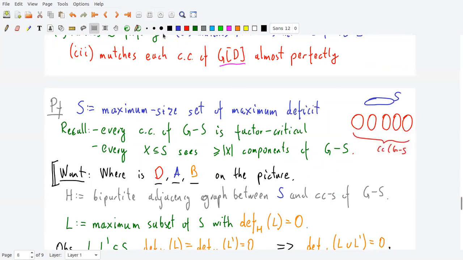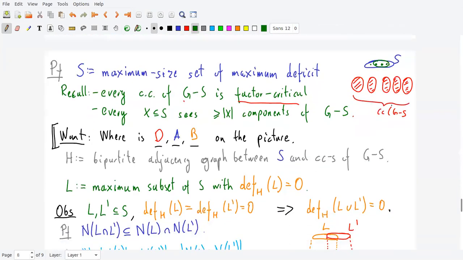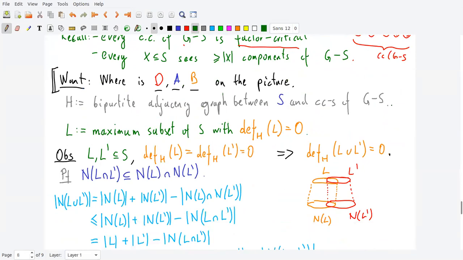And so what we know already about this picture is that each of those connected components is factor critical. This was one of the insights in the proof of the Tutte-Berge formula. We argued that after removal of any vertex, I get deficit equal to zero, which by Tutte's theorem or the Tutte-Berge formula means that there is a perfect matching. So we know that the components are factor critical. And second, we know, this was observation 4 from the proof, that we already have a Hall's condition satisfied between S and the components. So any subset of vertices here sees at least as many connected components as its size. But we want a bit more. We want this Hall's condition with the slackness. Okay, so we will analyze this.